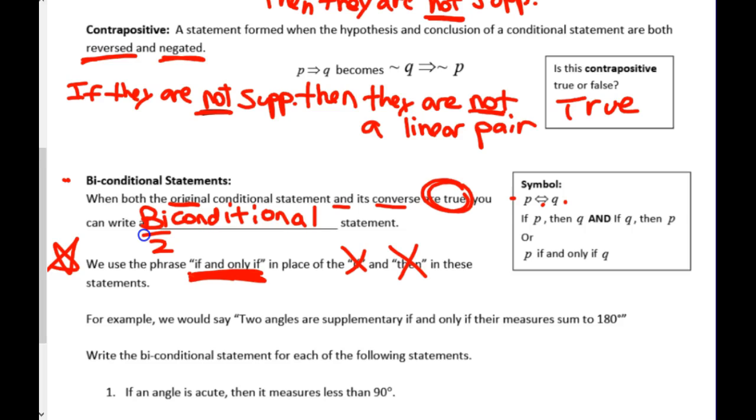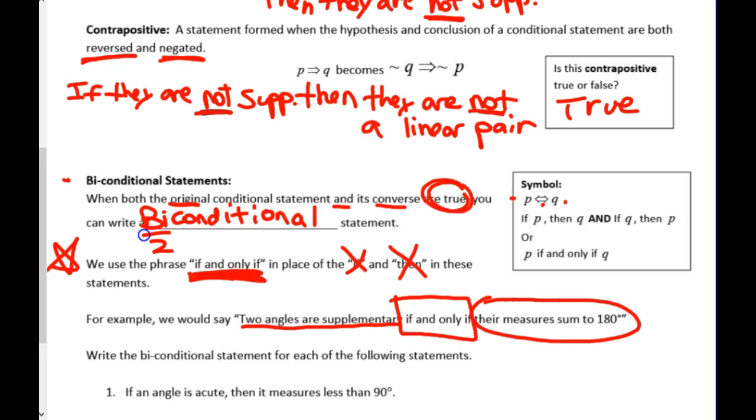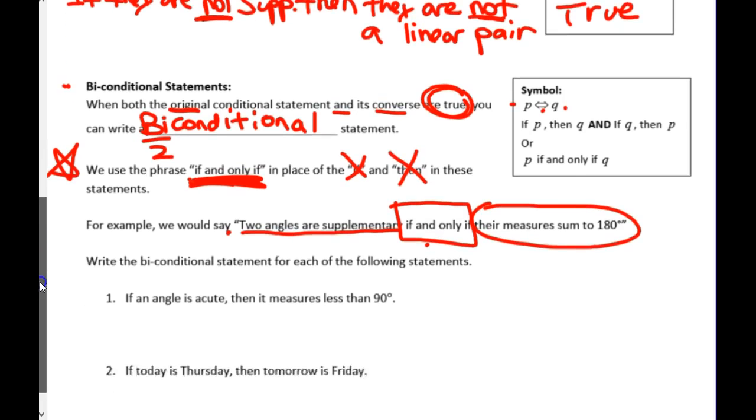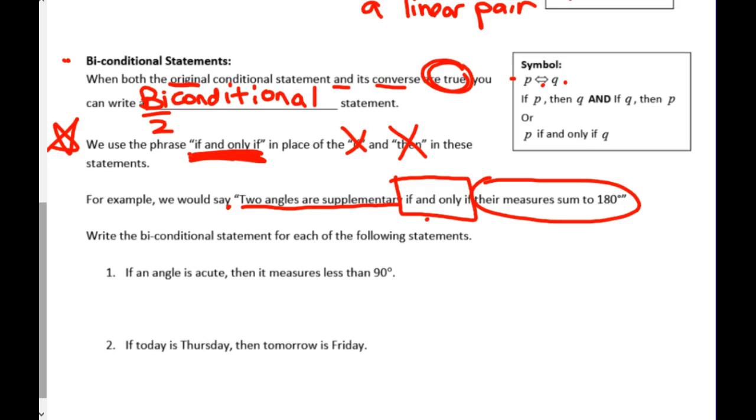Now, for example, we would say, look at this. Two angles are supplementary if and only if their measures sum up to 180. There's no if here. There's no then here. It's just if and only if in the middle. Okay? The last two things we're going to do is write a biconditional statement. So class, you tell me, on number one, do I write if? Let's cross that out. Am I going to use then? Let's cross that out. What do I put in the middle there? What do I put? If and only if.